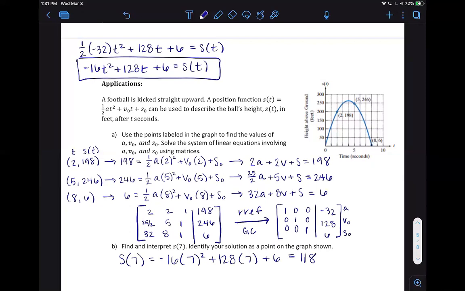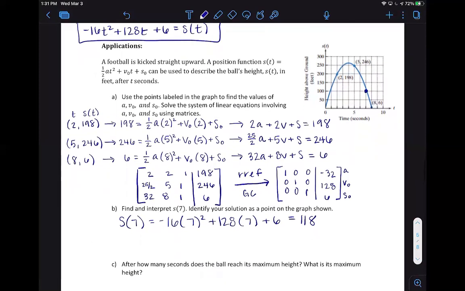So if we were to show that on our graph, that would be right around here. Okay. So after 7 seconds, the ball is approximately 118 feet, I think. Yep, feet in the air.